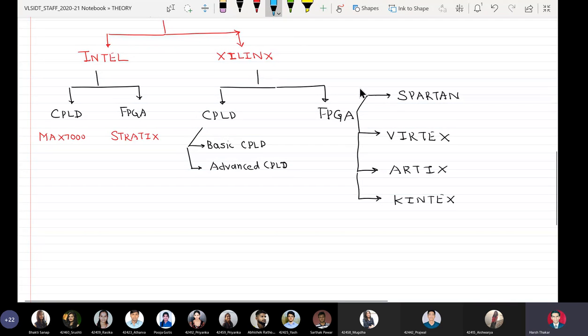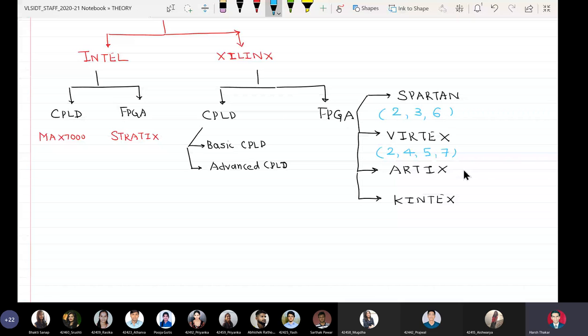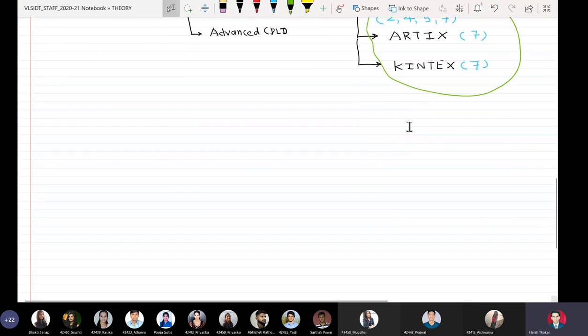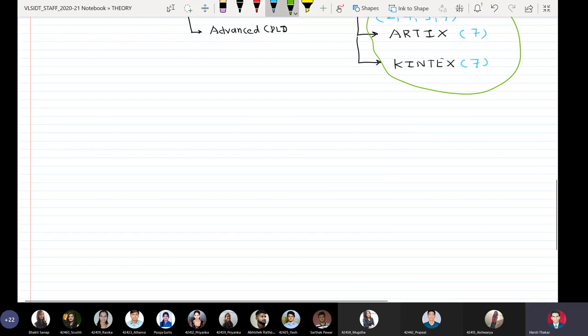In Spartan, we have the following members: Spartan 2, Spartan 3, Spartan 6. In Virtex, we have 2, 4, 5 and 7. Here we have only 7. Here we have only 7. Okay. Similarly, as far as these three are concerned, they also have three flavors.